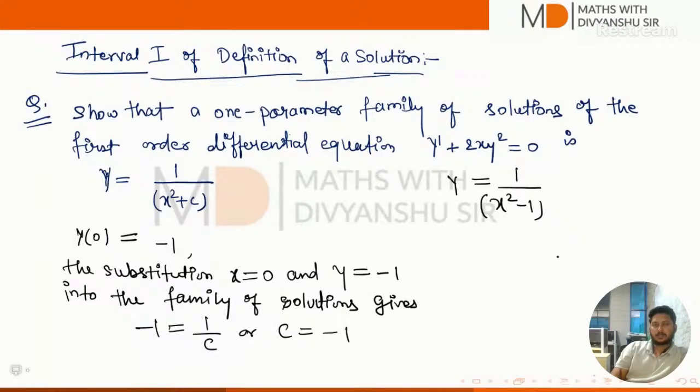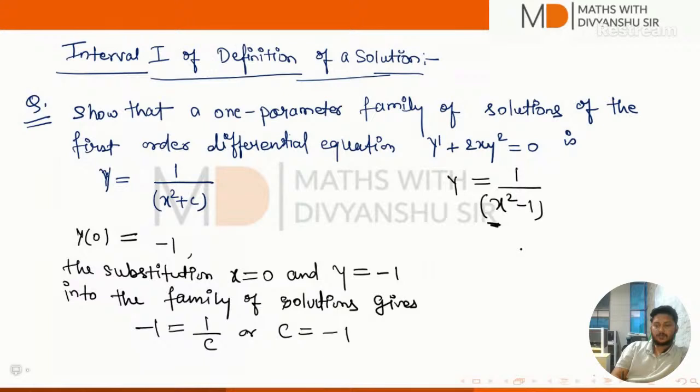Consider as a function, the domain of y = 1 upon x square minus 1 is the set of real numbers x for which y is defined. So this is the set of all real numbers except x = -1 and x = 1. When you put x = -1, it becomes 0, and when you put x = 1, it also comes 0.